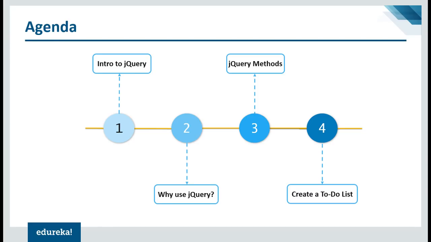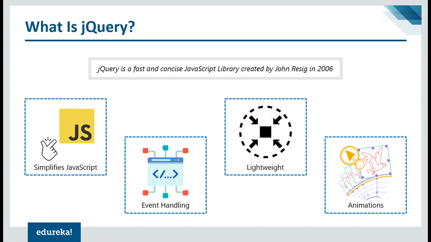Before we get in, let me tell you what we're going to learn today. Firstly, I'm going to give you an introduction to jQuery, and then we're going to see why we use jQuery in our day-to-day lives while programming. Then we're going to look at a few jQuery methods that are very important for this project. And in the end, it's going to be a code-along session in which we create the to-do list that I just showed you. Okay, so let's get started.